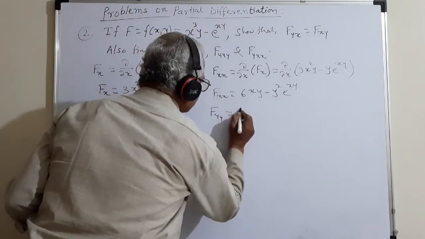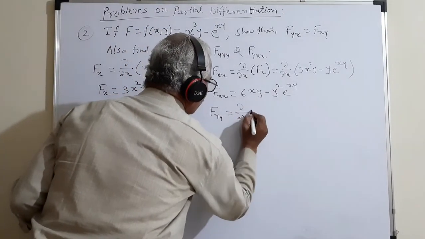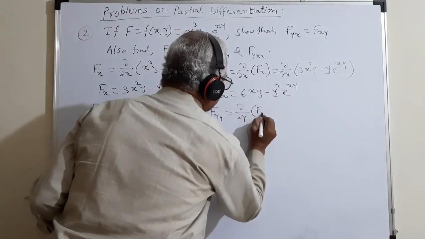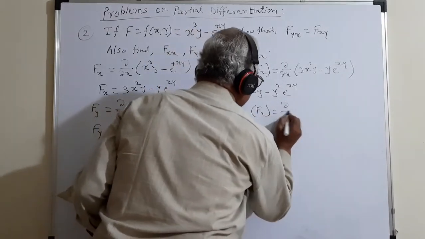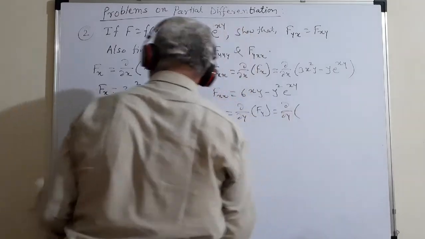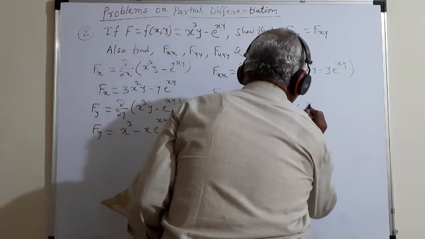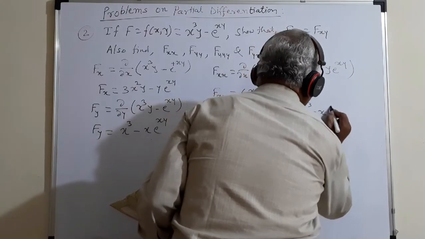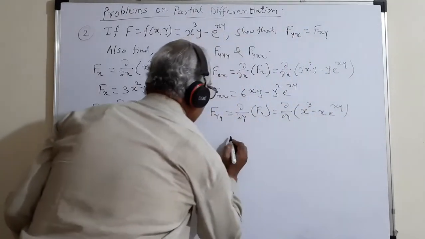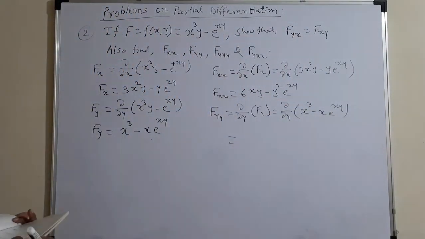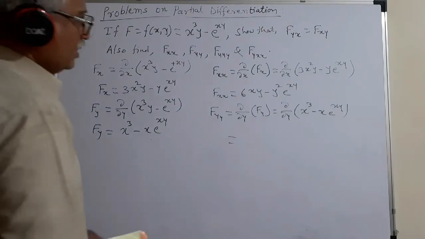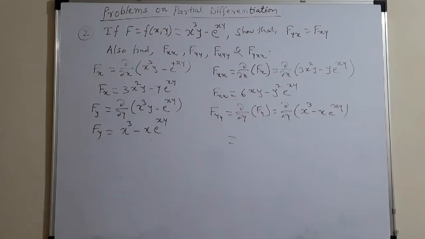Then we want to obtain fyy. fyy is nothing but dou by dou y of fy, which is dou by dou y of x cube minus x e raised to xy. Differentiating this fy partially with respect to y, the differentiation of the first term will be 0.